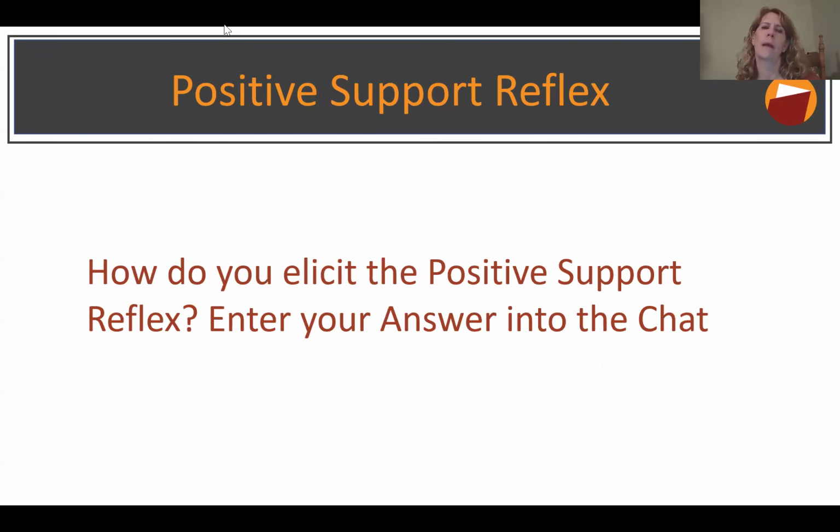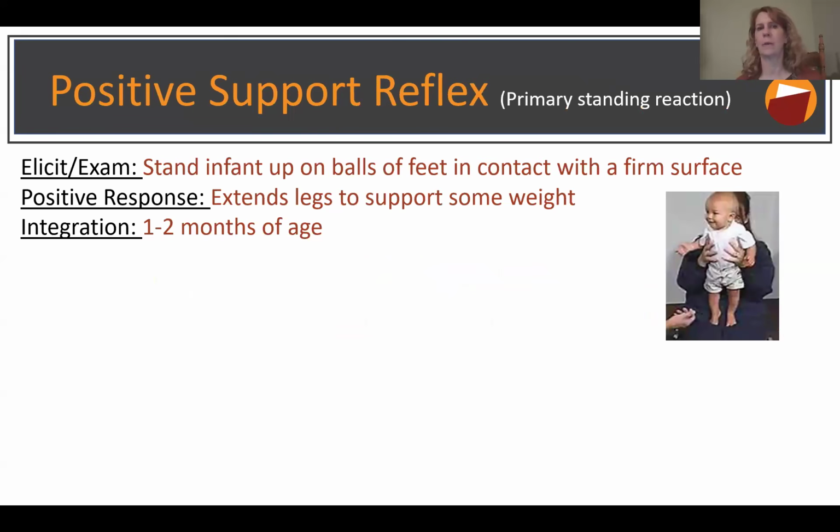Do you know that one? How would you elicit it? What would you do to the baby? Yeah, very good. Put weight on their feet. Stand them up. So it's also called a positive standing reflex, or primary standing reflex.